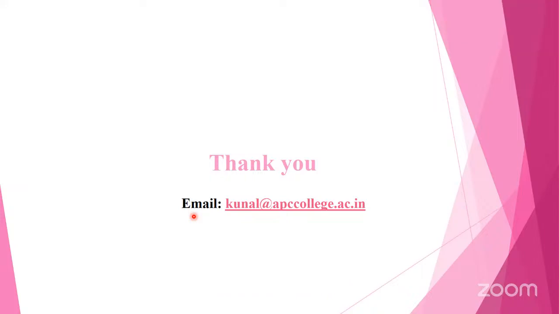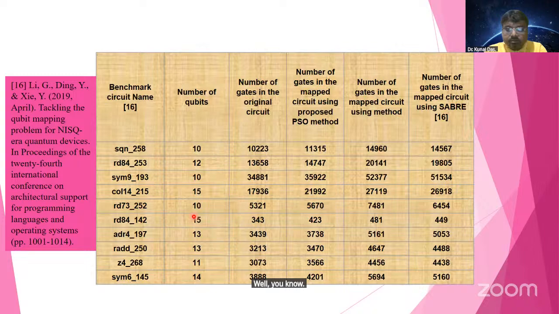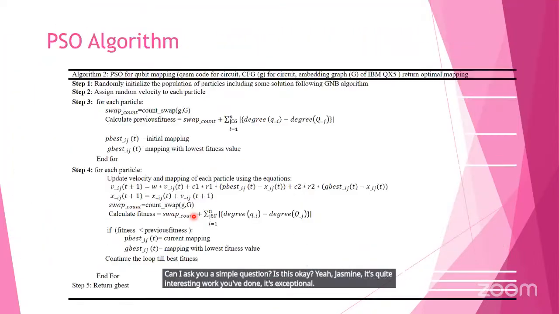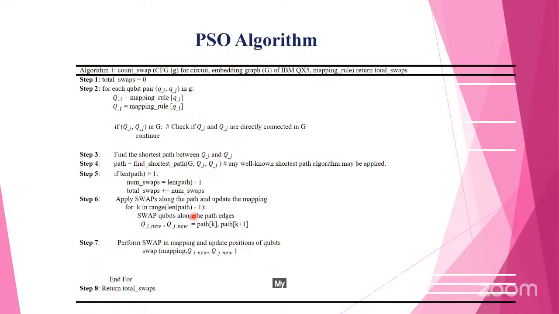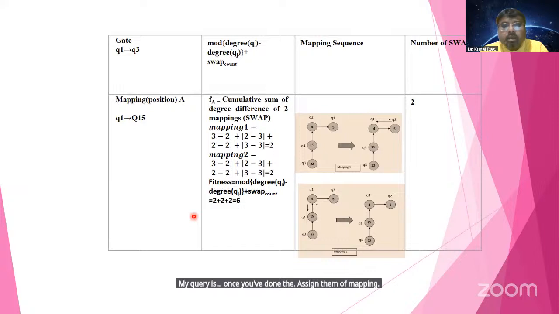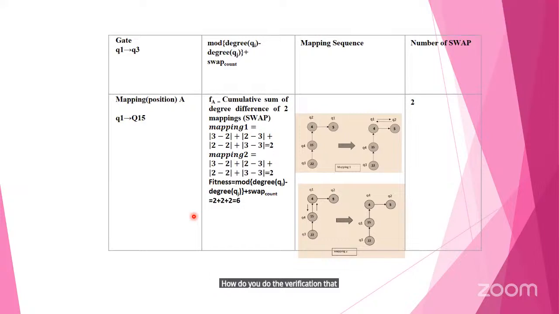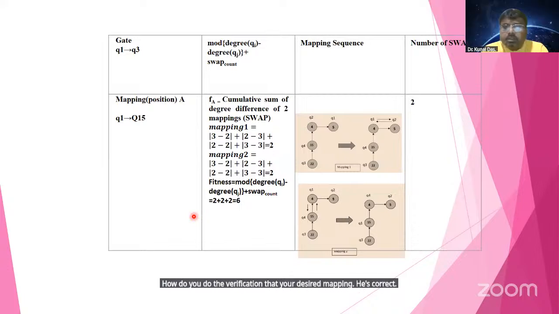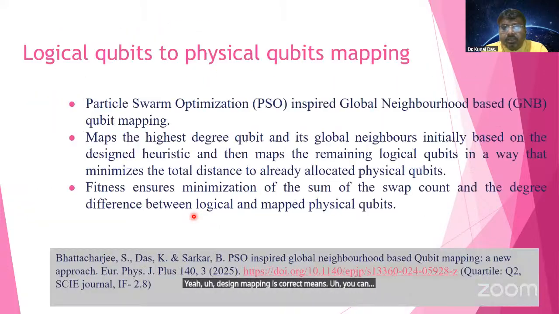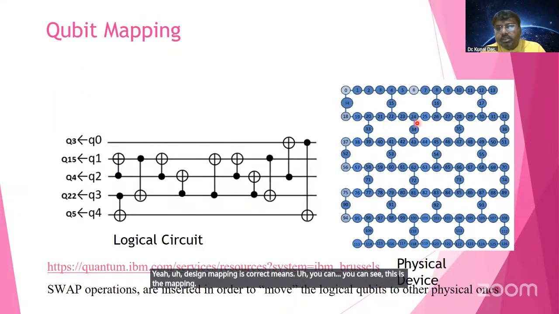Can I ask you a simple question? Is it okay? Yeah, please. Yeah, it's quite interesting, your work you've done. It's exceptional. My query is, once you've done the assignment of mapping, how do you do the verification that your desired mapping is correct? Yeah, desired mapping is correct means you can see this is the mapping which IBM itself provides.